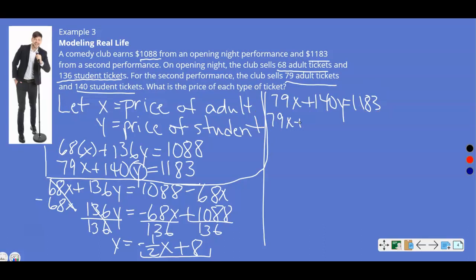All right, so I'm going to have 79x plus 140 times negative 1/2 x plus 8 equals 1183. All right, so I'm going to distribute the 140. So what's half of 140? That would be 70, so it would be negative 70x. And then 140 times 8 would be 1120.